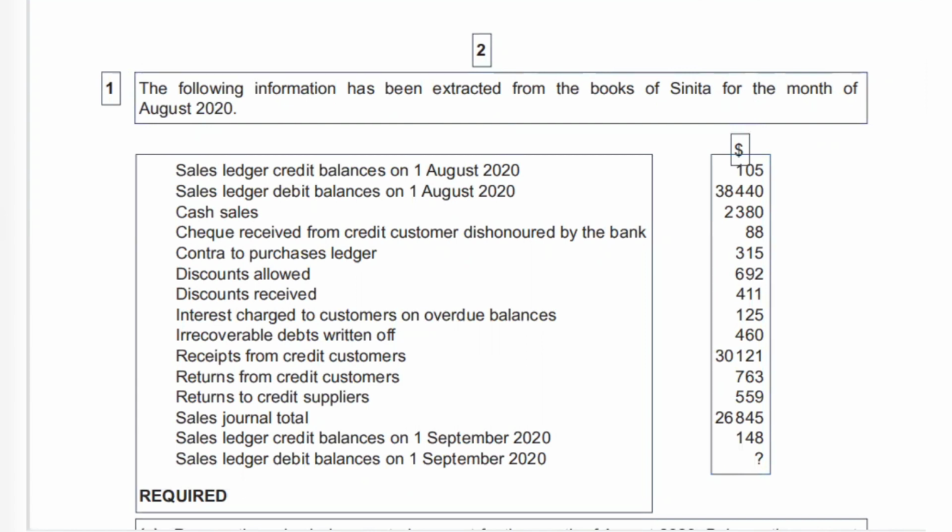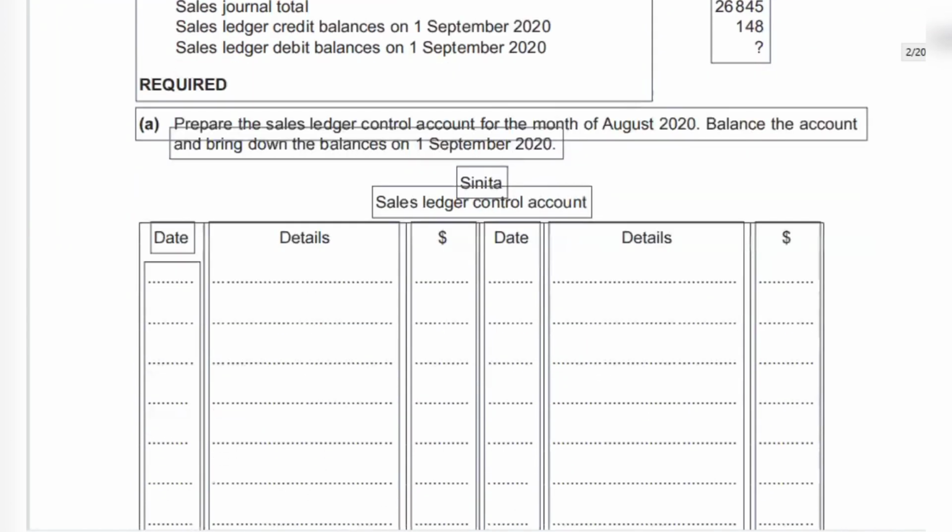Today we are doing 7707 Summer 21 Question Paper 24. Moving towards question 1. The following information has been extracted from the books of Sunita for the month of August 2020. Requirement is to prepare the sales ledger control account for the month of August 2020, balance the account and bring down the balances on 1st September 2020.